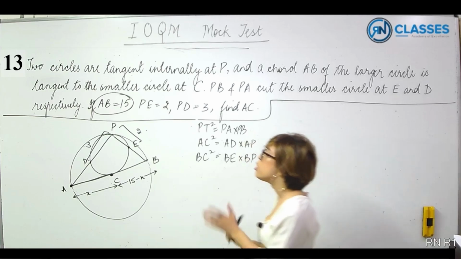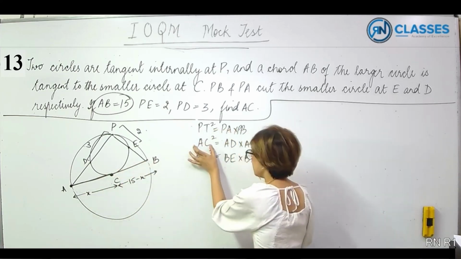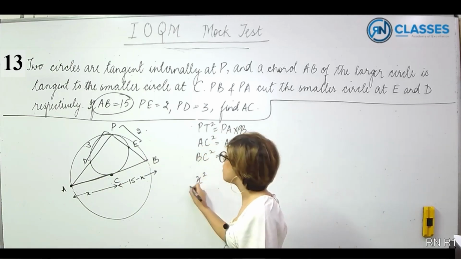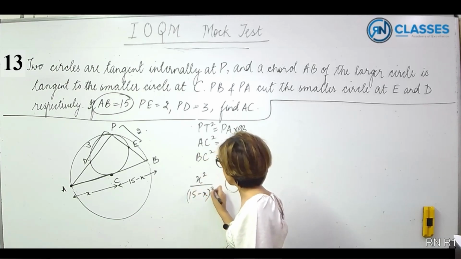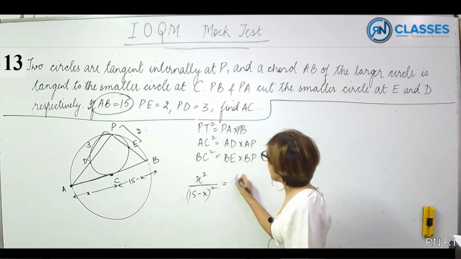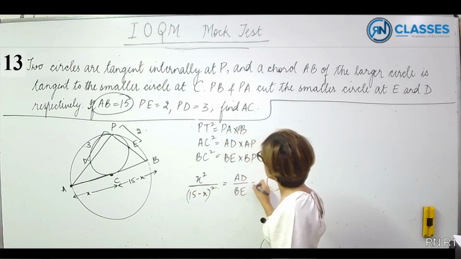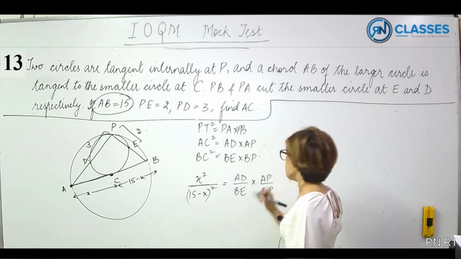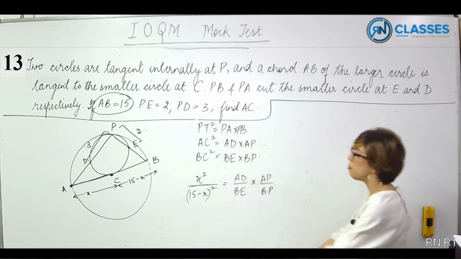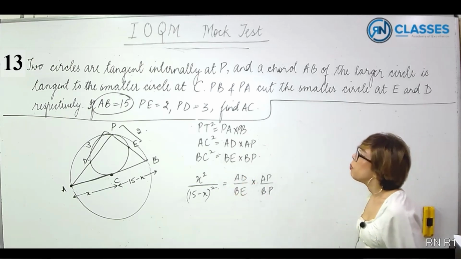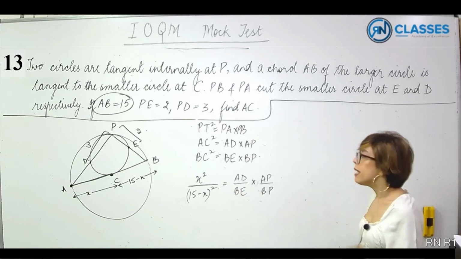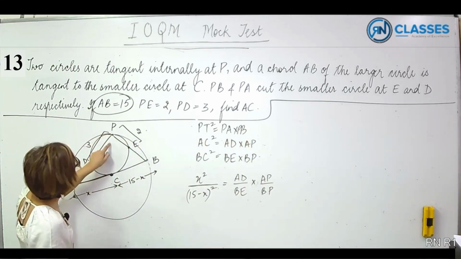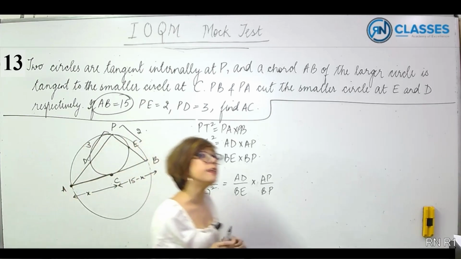Now, I was interested in this ratio, AC ratio BC. Let me divide the two. Let's see what happens. So, AC square, I'll say X square, whole divided by 15 minus X whole square. That is equal to AD by BE into AP by BP. If I can find out these ratios, my problem will be solved. Now, out of these, one ratio is easily visible to us. This one. Till now, we have not utilized the fact that this is 2, this is 3. Also, we have not utilized the fact that these two circles are touching each other internally.